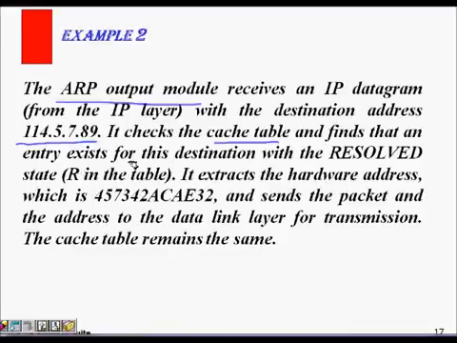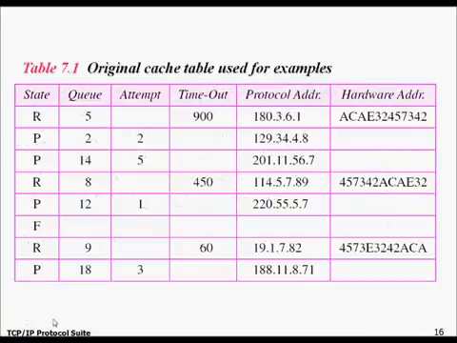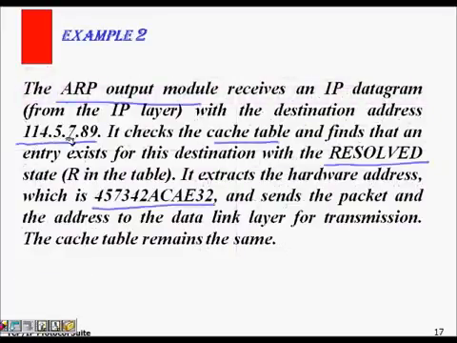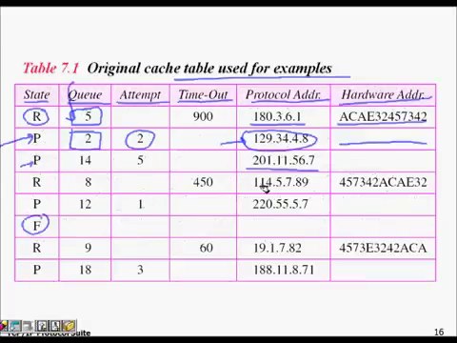If it exists, the state will be R. It extracts the hardware address and sends the packet to the data link layer for transmission. So what was the IP address? It was 114.5.7.89. That is there, so it could find its state is R, resolved. So I will send the packet, because I know the MAC address.